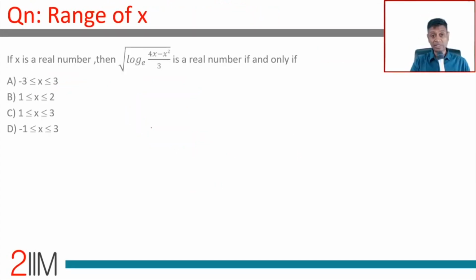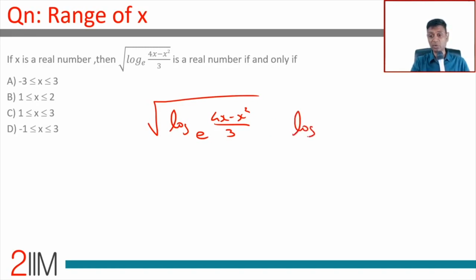If x is a real number, then the square root of log of 4x minus x square by 3 to the base e is a real number if and only if. Square root of a number. So straight away we know log of 4x minus x square by 3 to the base e should be greater than or equal to 0.